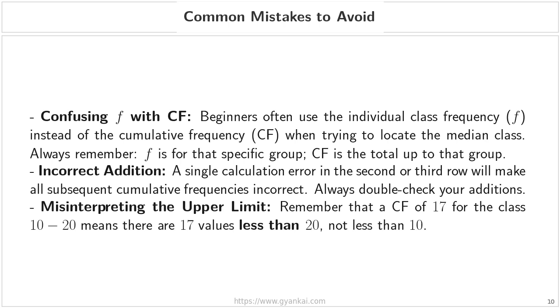Finally, watch out for misinterpreting the upper limit. It is easy to get confused about which boundary we are talking about. Always remember that if you see a cumulative frequency of 17 for the class interval of 10 to 20, this means there are 17 values that are less than 20, not less than 10.